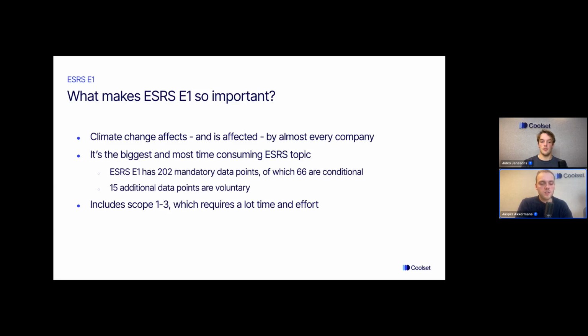So as Gio mentioned, ESRS E1 has 202 mandatory data points, of which 66 are conditional. So what does conditional mean in this context? It means that there's, for example, some data points that ask about your relation to coal industries, or different types of fossil fuel industries. Those questions only have to be answered if you are, in fact, working together with the coal industry. If you don't, then many of these data points fall away.